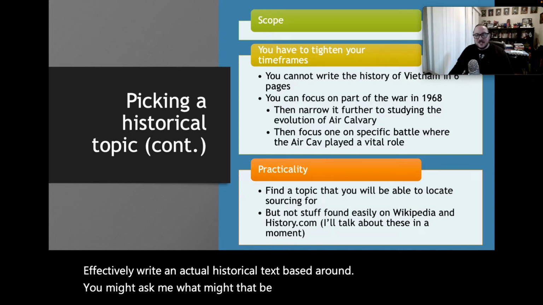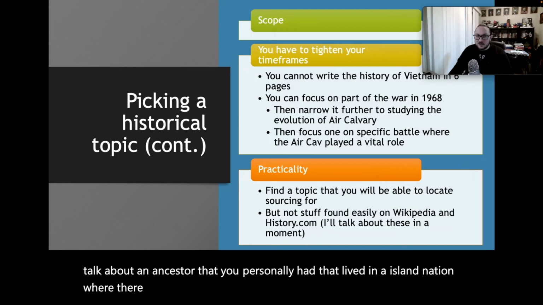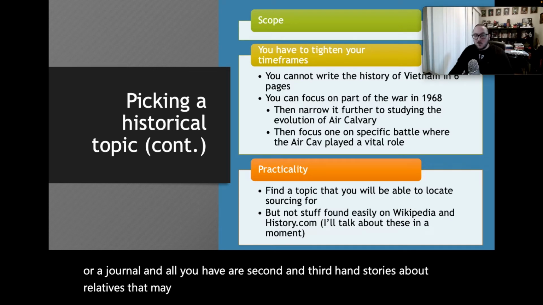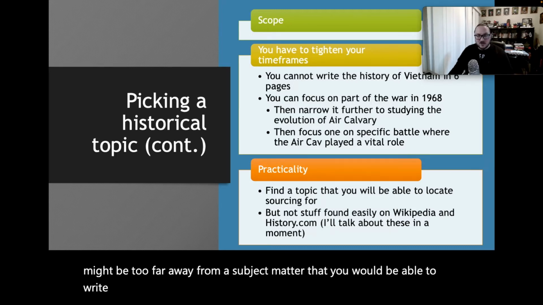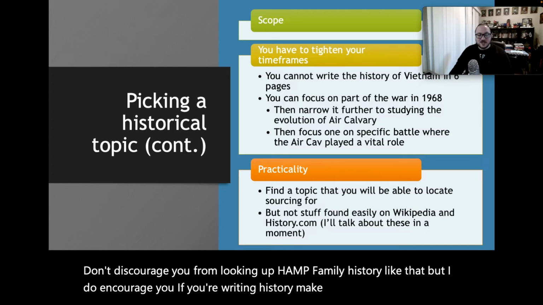Well, say, for example, you wanted to talk about an ancestor that you personally had that lived in an island nation where there weren't a lot of records, and a relative didn't keep a diary or a journal, and all you have are second and third hand stories about relatives that may have known them, or maybe a letter or two. That might be too far away from a subject matter that you would be able to write an actual paper on, okay? I don't discourage you from looking up family history like that, but I do encourage you, if you're writing history, make sure you can find information on it, okay?